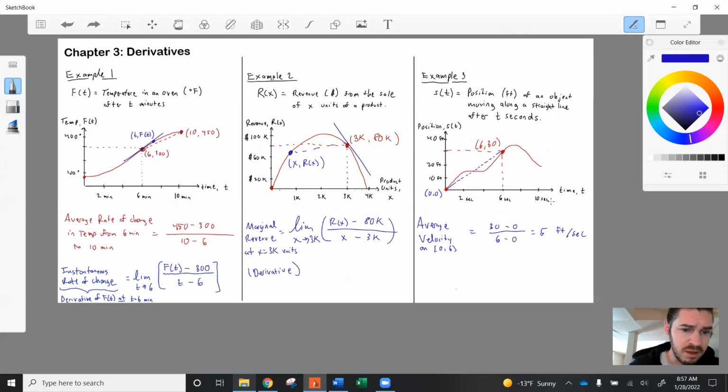In each of these cases, looking back here, we've had the word "at." In the first example, we said at t equals 6 minutes, and in the second example, we said at x equals 3,000 units. Instead of doing it that way, what I want to do is have an arbitrary, variable point. We'll start off with a variable point, so we don't have to specify at 6 seconds. We can just say t seconds.